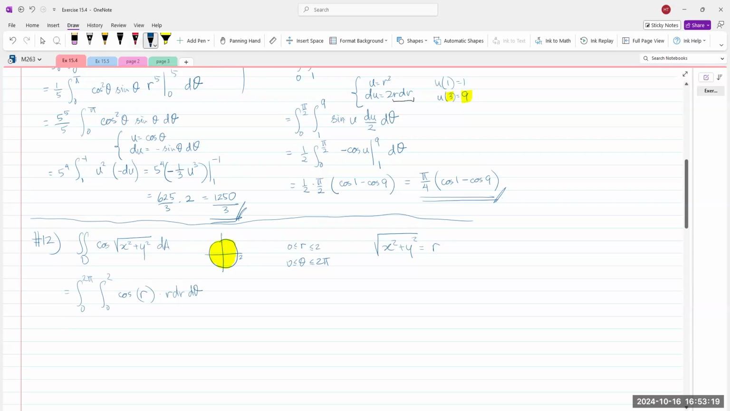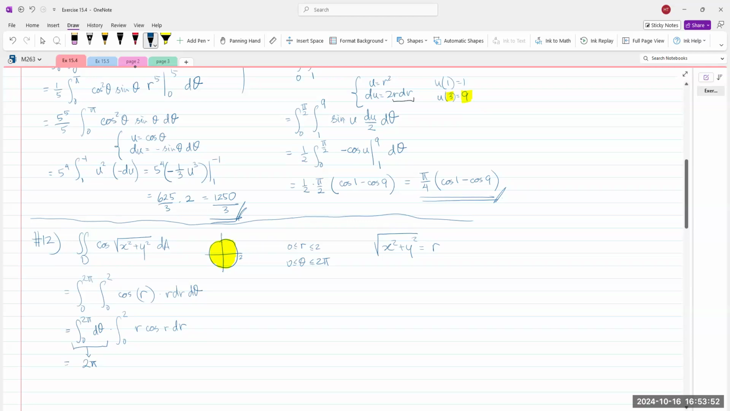Okay, now notice that the integrand is independent of theta. In fact, the inner integral is also independent of theta. So if we use Fubini's theorem, this becomes the integral from 0 to 2 pi of d theta times the integral from 0 to 2 of r cosine r dr. Now, the first integral will give us the length of the interval, 2 pi.